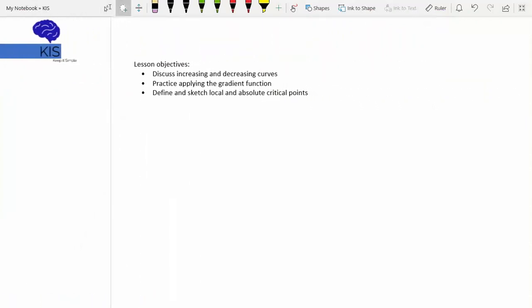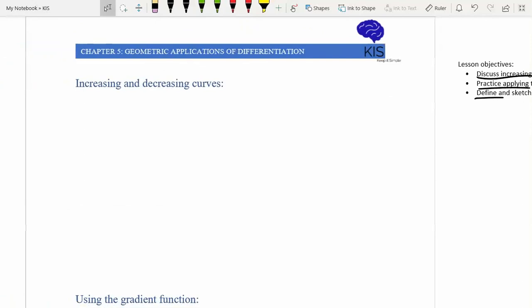Okay, so what we're going to be looking at in this lesson is what increasing and decreasing curves are. We're going to practice applying the gradient function just to really ensure you nail how we're actually using this function. And finally, we're going to talk about defining and sketching our local and absolute critical points and what the difference between those are.